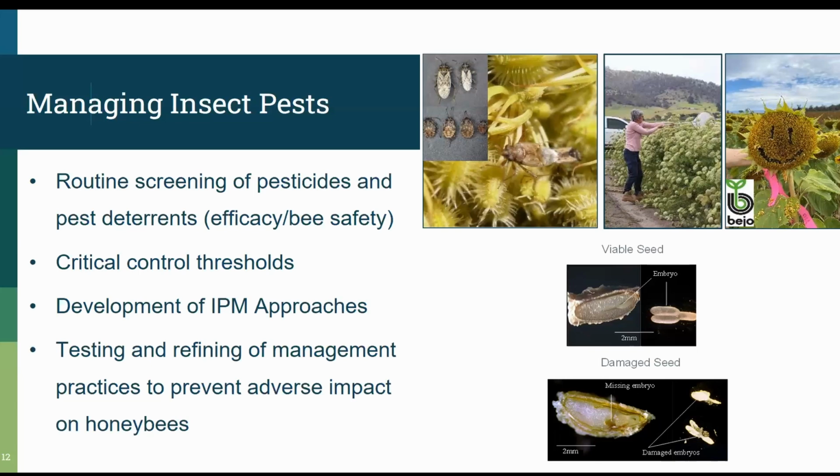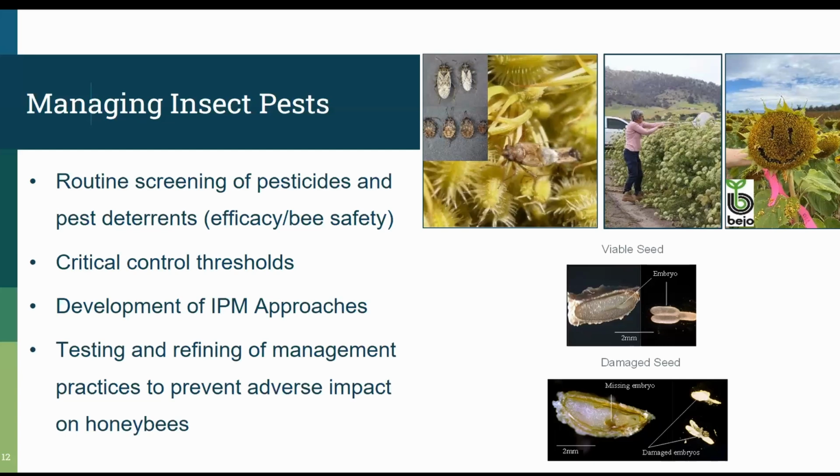And we integrate a lot of IPM, a lot of critical control thresholds, so we don't spray until we need to. And some other approaches like introducing trap crops. So there's a nice example from Bejo, one of the vegetable seed companies, who use sunflowers around their crops to attract the insect pests so that they're on those rather than in the crop.